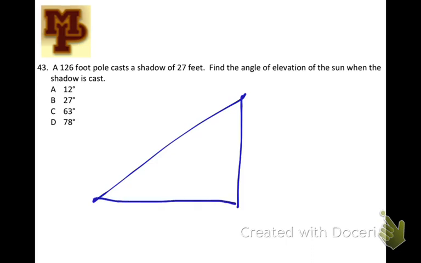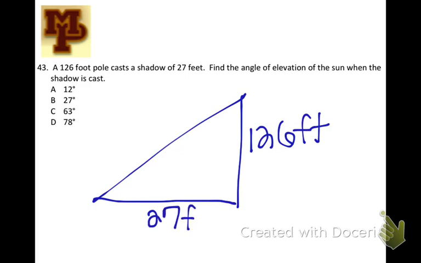Casts a shadow of 27 feet. A pole, let's see, 126-foot pole casts a shadow of 27 feet. Doesn't look like 27 feet, looks like a lot more. And the question is, find the angle of elevation. So find that angle right there.